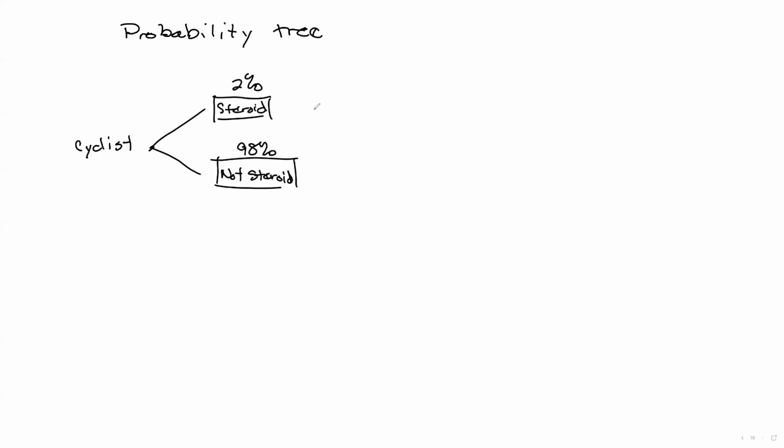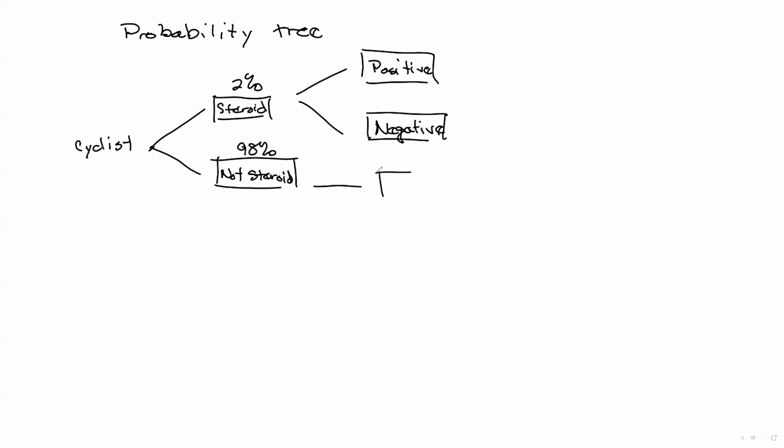Now, you took steroids: the test comes back positive for steroids, or the test comes back negative. You didn't take steroids: the test comes back positive. You can still have the test come back positive even if you didn't take them. It's not fair, but that's the way tests work. Or the test comes back negative. These numbers are all given in the problem. You just have to read it carefully.